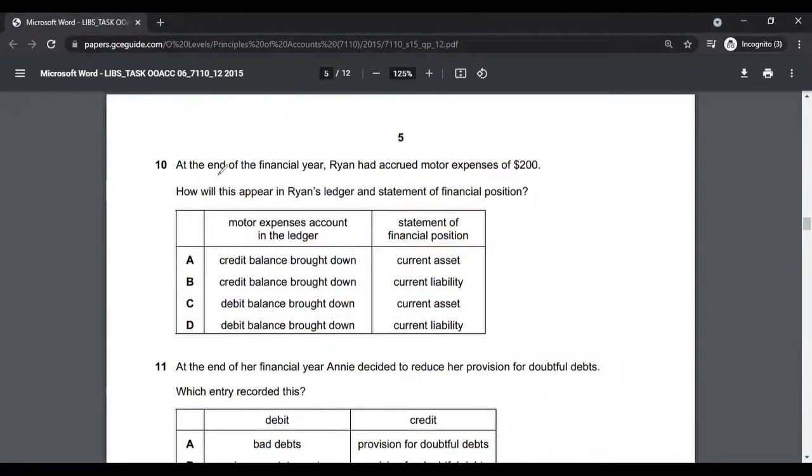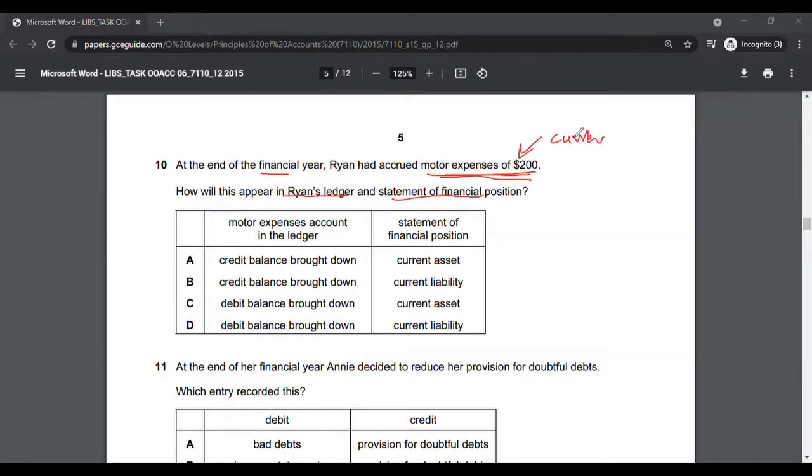Multiple choice 10. At the end of the financial year, Ryan had accrued motor expenses of $200. How will this appear in Ryan's ledger and statement of financial position? So this is definitely a current liability because this is an amount that has to be paid. It is accrued. So this is neither option A, nor option C. It's either B or D.